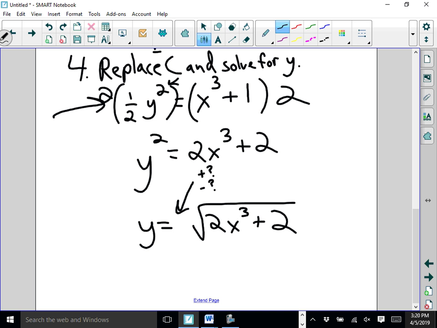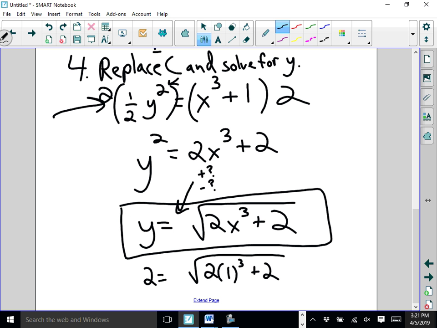So how do we determine which one it's going to be? Well, let's plug in our initial condition, the point 1, comma 2, and see what happens. I plug in 1, 2: 2 equals the square root of 2 times 1 cubed plus 2. 2 times 1 cubed is 2. 2 plus 2 is 4. The square root of 4 does equal 2. Because this equation works with the positive square root, I'm going to leave this as a positive square root. We don't need to write the plus in front. By writing nothing, it's implied that it's a plus.